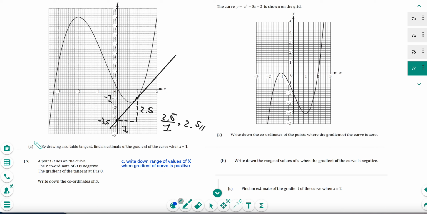A point D lies on the curve. The x-coordinate of D is negative. The gradient of the tangent at D is 0. Write down the coordinates of D. So D lies on this line. The x-coordinate of D is negative, so we're only going to focus on this part of the graph, because our x-coordinate has to be negative. The gradient of the tangent at D is 0. So I'm trying to find a point along this line where the gradient is 0. Well, it's always the turning point. So if I draw a tangent, it'll be flat. So the gradient at this point is 0. Write down the coordinates. Well, it's going to be (-2, 8). So the turning point always has a gradient of 0.